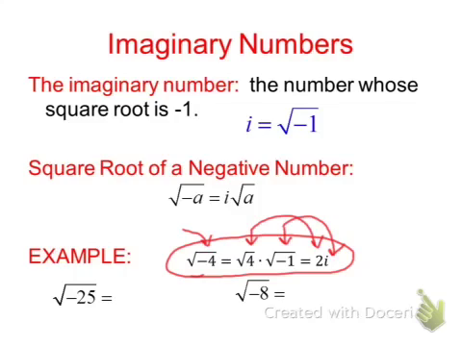Okay, so let's look at these two examples I have down here. If I do the square root of -25, the first thing I want to do is separate that into the real number part, which would be the square root of 25, and the imaginary number part, which is the square root of -1. 25 times -1 is still -25. Well, I can take the square root of 25 and get 5, and the square root of -1 is always going to be i.